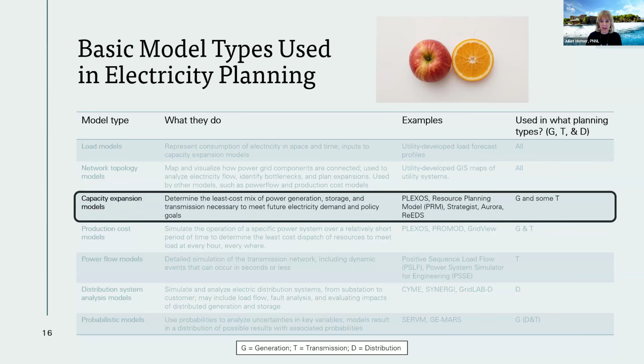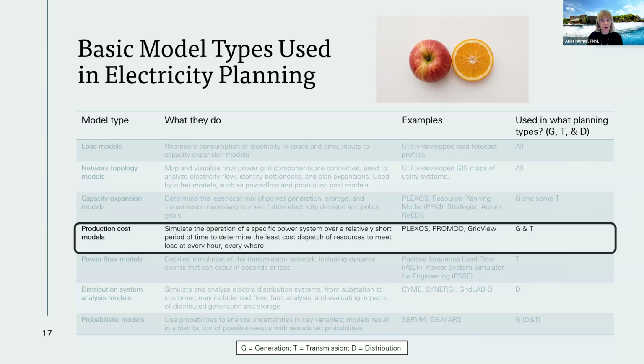So now we move into capacity expansion models, and these are models that are used in integrated resource plans or anytime the utility is saying, what do we need to build to meet our needs going forward? So the capacity expansion models will determine the least cost mix of power generation, storage, and even demand side resources and transmission needed to meet future electricity demand and policy goals. So they can be optimization models to help understand what should the utility build that's the least cost way to meet needs. And we've got some examples of some open source or proprietary models here that are often used.